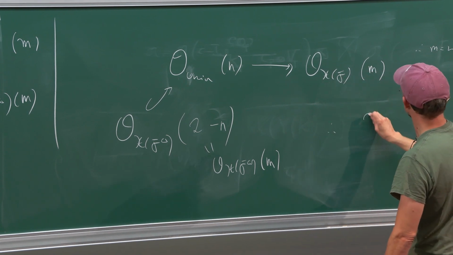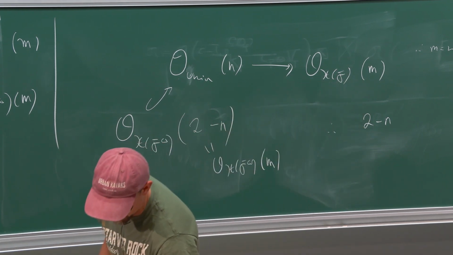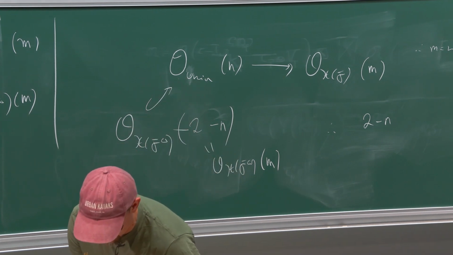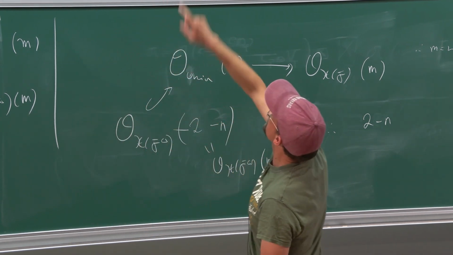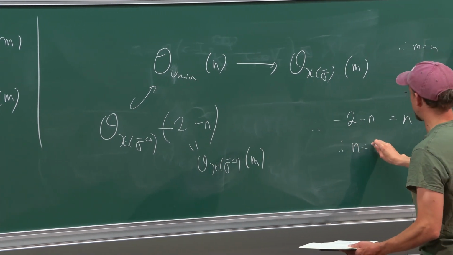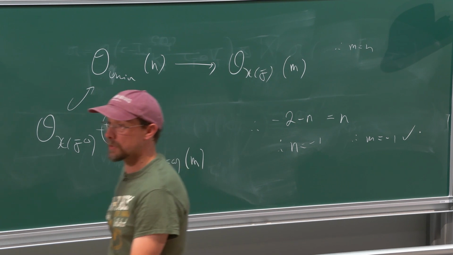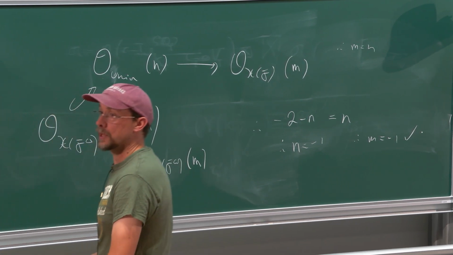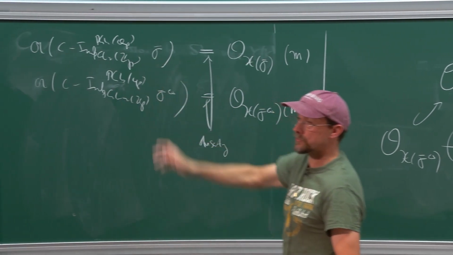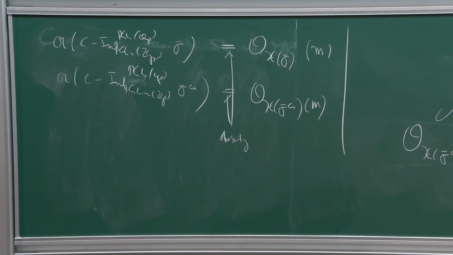So therefore we see that, but now is it 2 or minus 2? Now I have to cheat. I think it should be a minus 2 because y is in weight minus 2. But let me check. Yeah, it should be minus 2 because y has weight minus 2. So we get minus 2 minus N is equal to N. Therefore, N equals minus 1. Therefore, M equals minus 1. And so you see that you've computed where these Serre weights have to go. The Serre weight sigma goes to a line bundle on the component X sigma with a twist by minus 1.